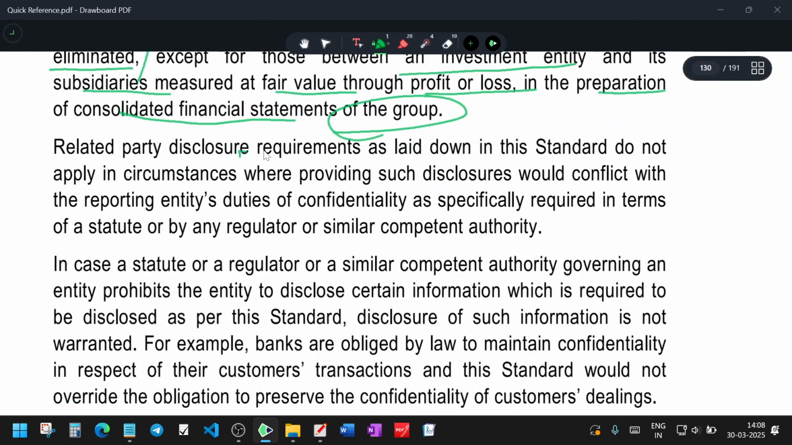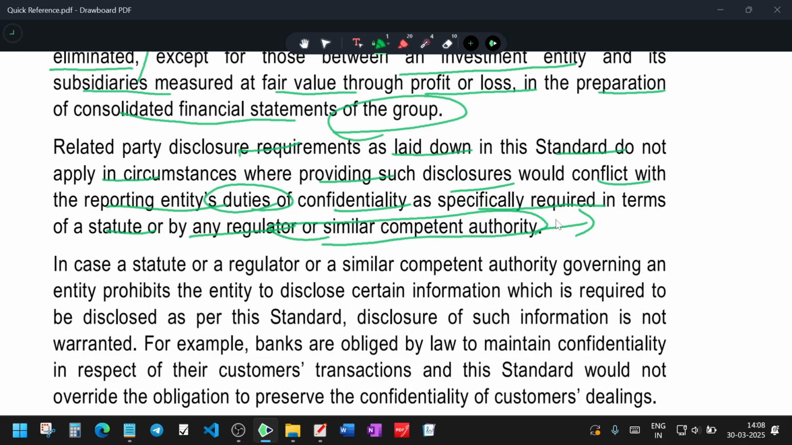The related party disclosures required in the standard do not apply in circumstances where providing such a disclosure would conflict with the reporting entity's duties of confidentiality, or is specifically prohibited in terms of statute or by a regulatory or similar competent authority. Sure, sometimes you don't want to disclose. When you don't want to disclose, the standard is asking you to disclose it. But if I disclose it, that will create a conflict of interest with the regulators, and confidentiality will be given out.